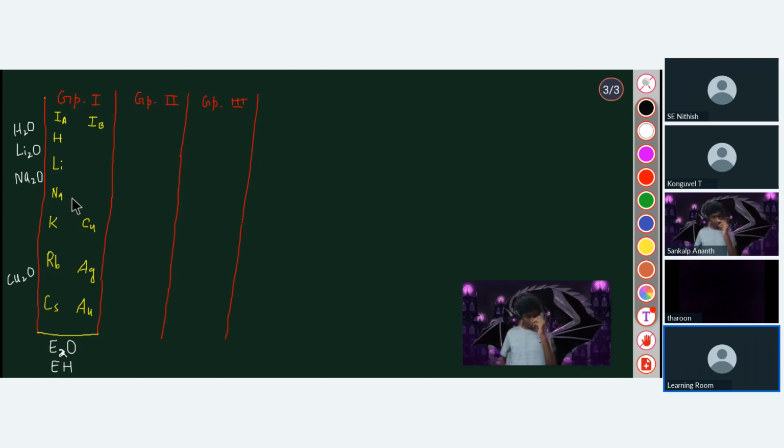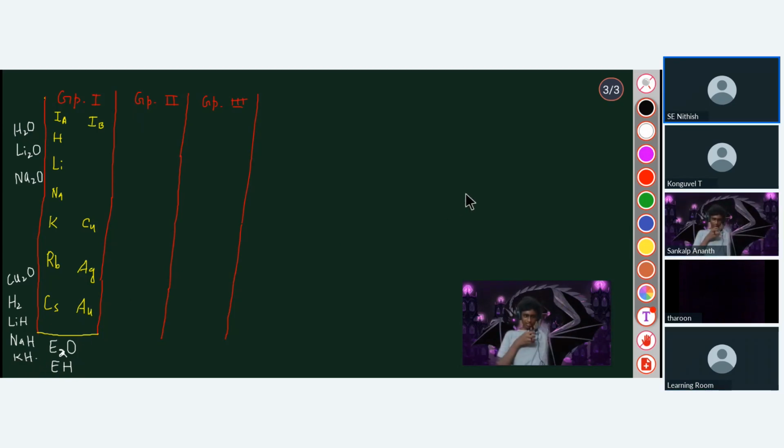Okay, now can you tell me the formula of the hydrides? For example, what will be the hydride of hydrogen? H2. Yes, exactly. What will be that of lithium? LiH. What will be that of sodium? NaH. Very good. Potassium hydride will be KH.